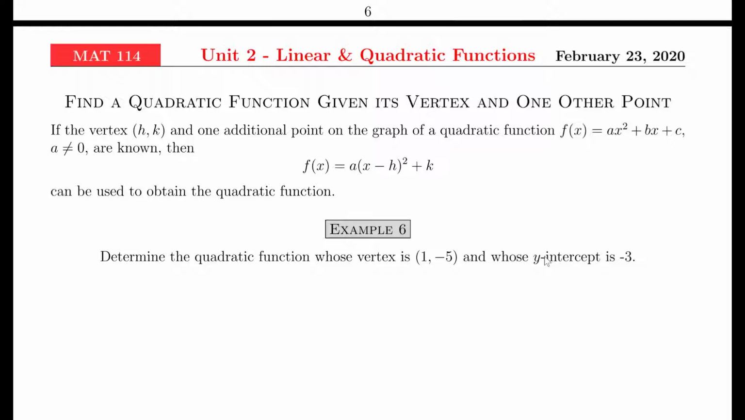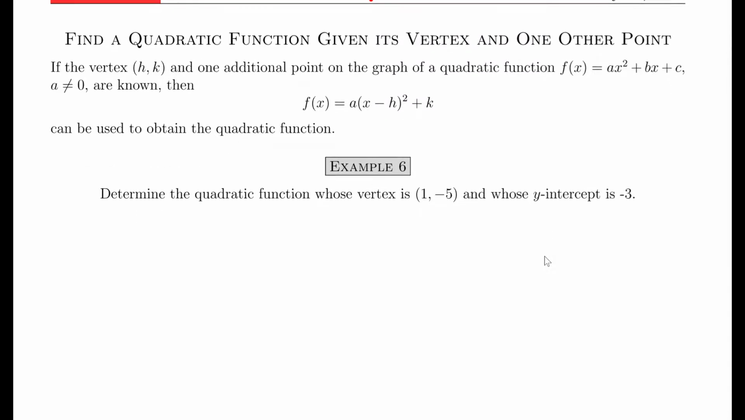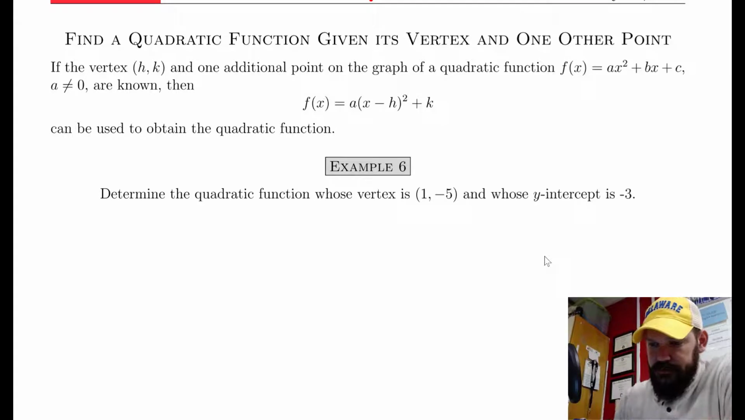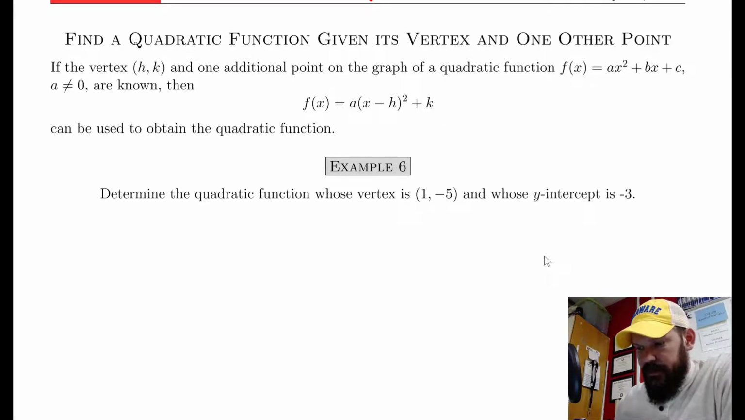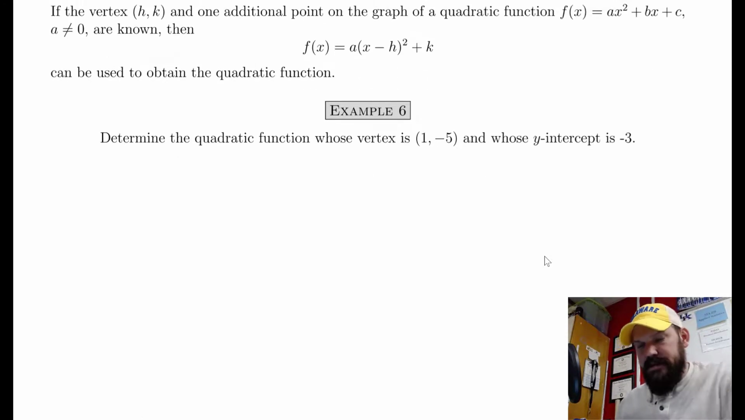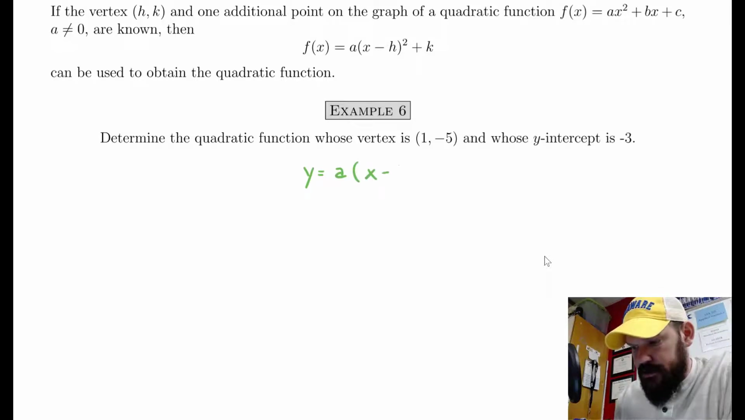With example number 6 here, we're asked to find a quadratic function given its vertex that has a y-intercept of -3. So that may not be the easiest thing to do, but we can come up with it relatively simply. It may not be the easiest thing to do at first glance, but it is pretty quick and simple to do. What we do know, if we use the vertex form of a function, is that it's a times x minus h quantity squared plus k.